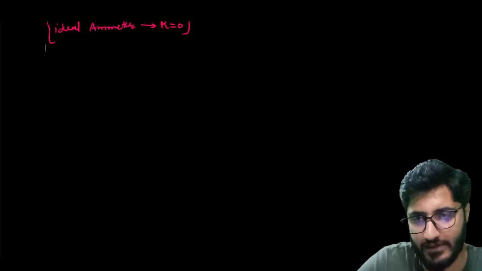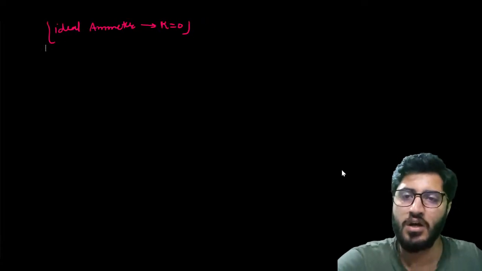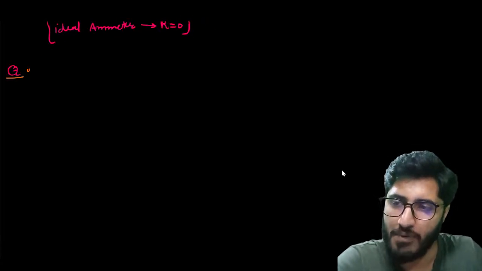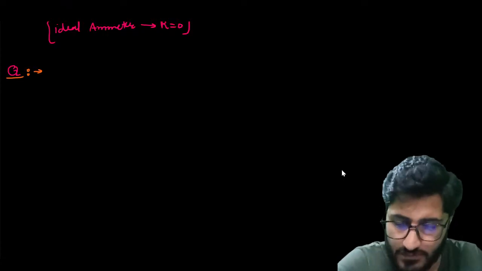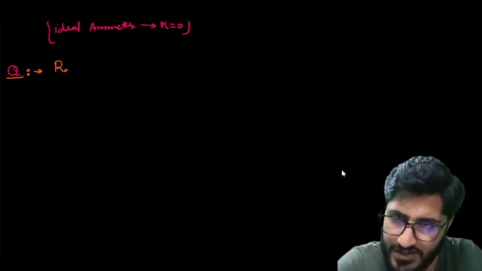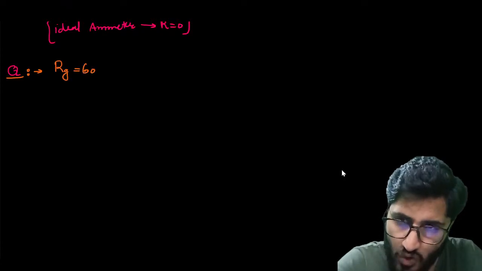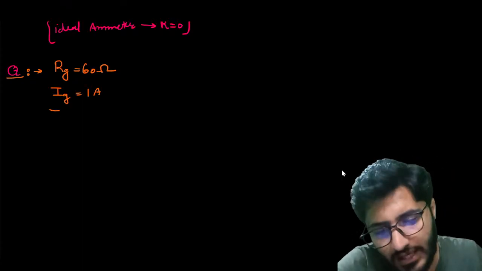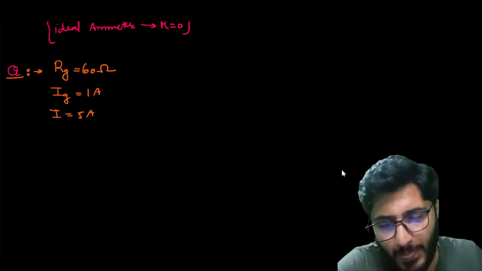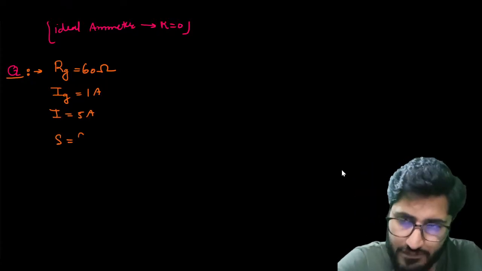Let us now do some numericals. We have a galvanometer whose resistance is 60 ohm. The current through the galvanometer is 1 ampere. Total current coming is 5 ampere. Find the value of shunt.